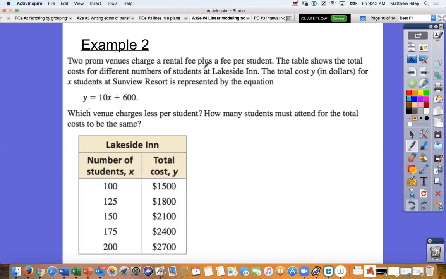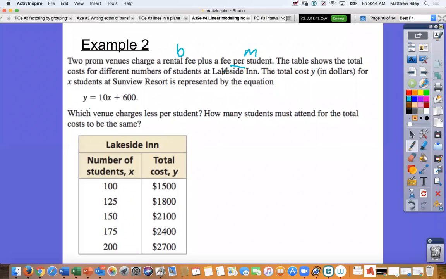So I'm sure you've read through here. The prom venue charges a rental fee plus a fee per student. Before we even do this, so the rental fee plus a fee per student. Per is an indicator that that's going to be your slope. So one-time rental fee, the rental fee is your y-intercept, and the fee per student is your slope.